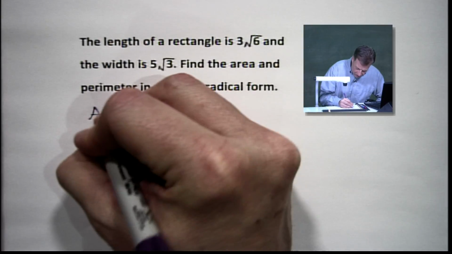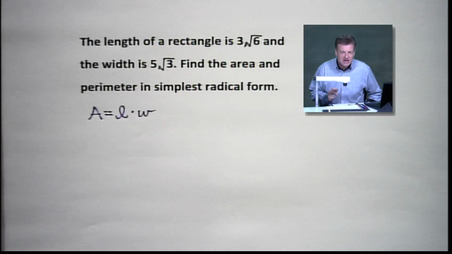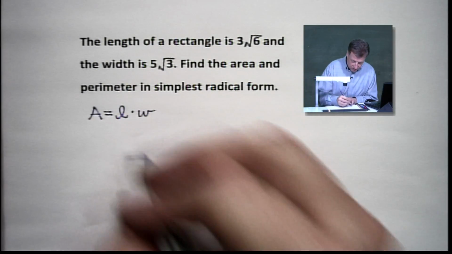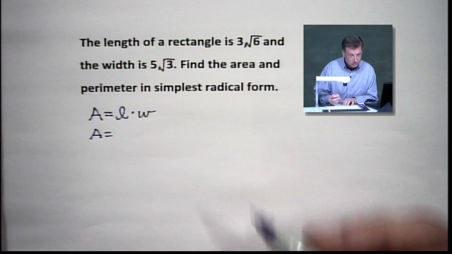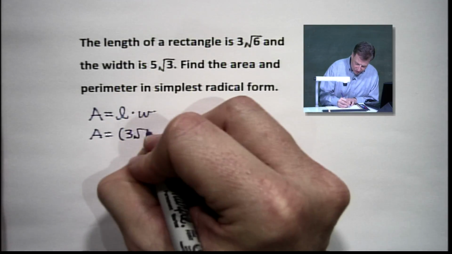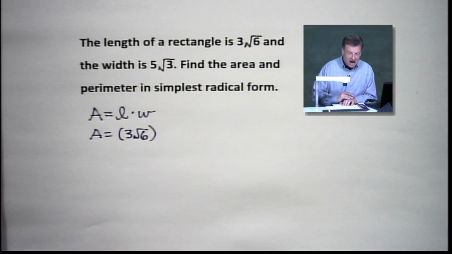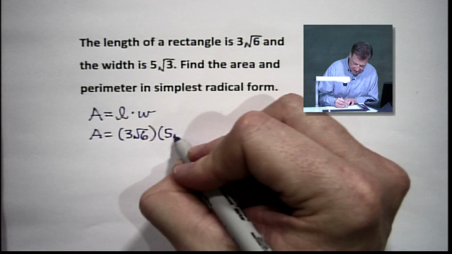Again, that formula, A is equal to our length times the width. You got that? Let's put in what we know. First one, we're going to call it 3 times the square root of 6. That'll be our length. Our width, we're going to call it 5 times the square root of 3.